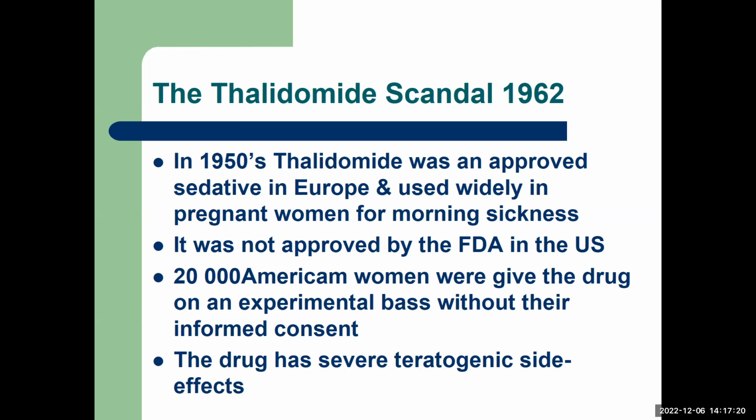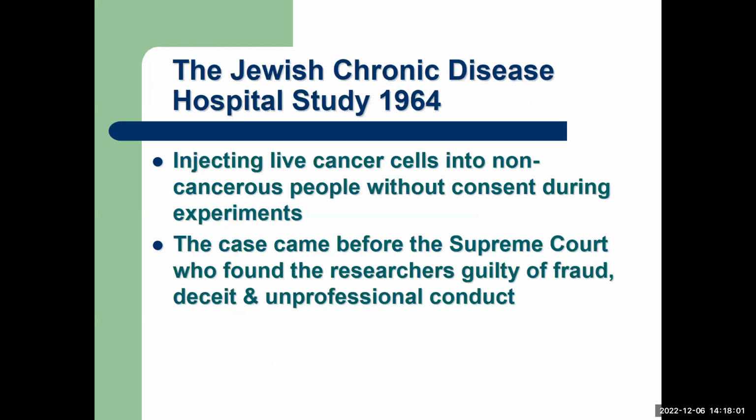And at that time, it was being used widely in pregnant women to treat morning sickness, to prevent premature delivery, etc. It was not, however, approved by the FDA in the United States, but despite the fact that it was not approved, over 20,000 American women were given the drug on an experimental basis without their informed consent. And the drug had very severe teratogenic side effects on the fetus of the developing child. And many were born then without arms and legs and feet, etc.